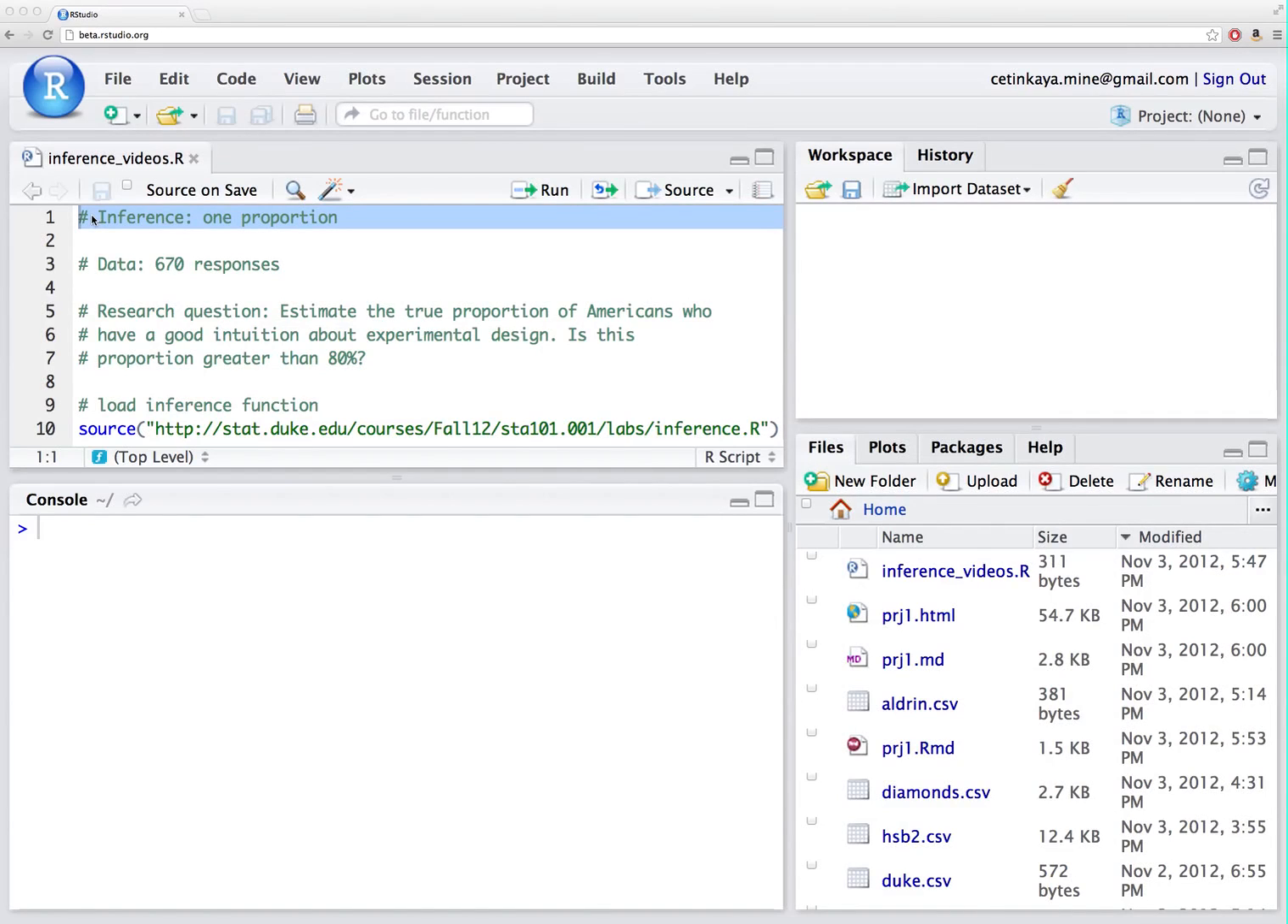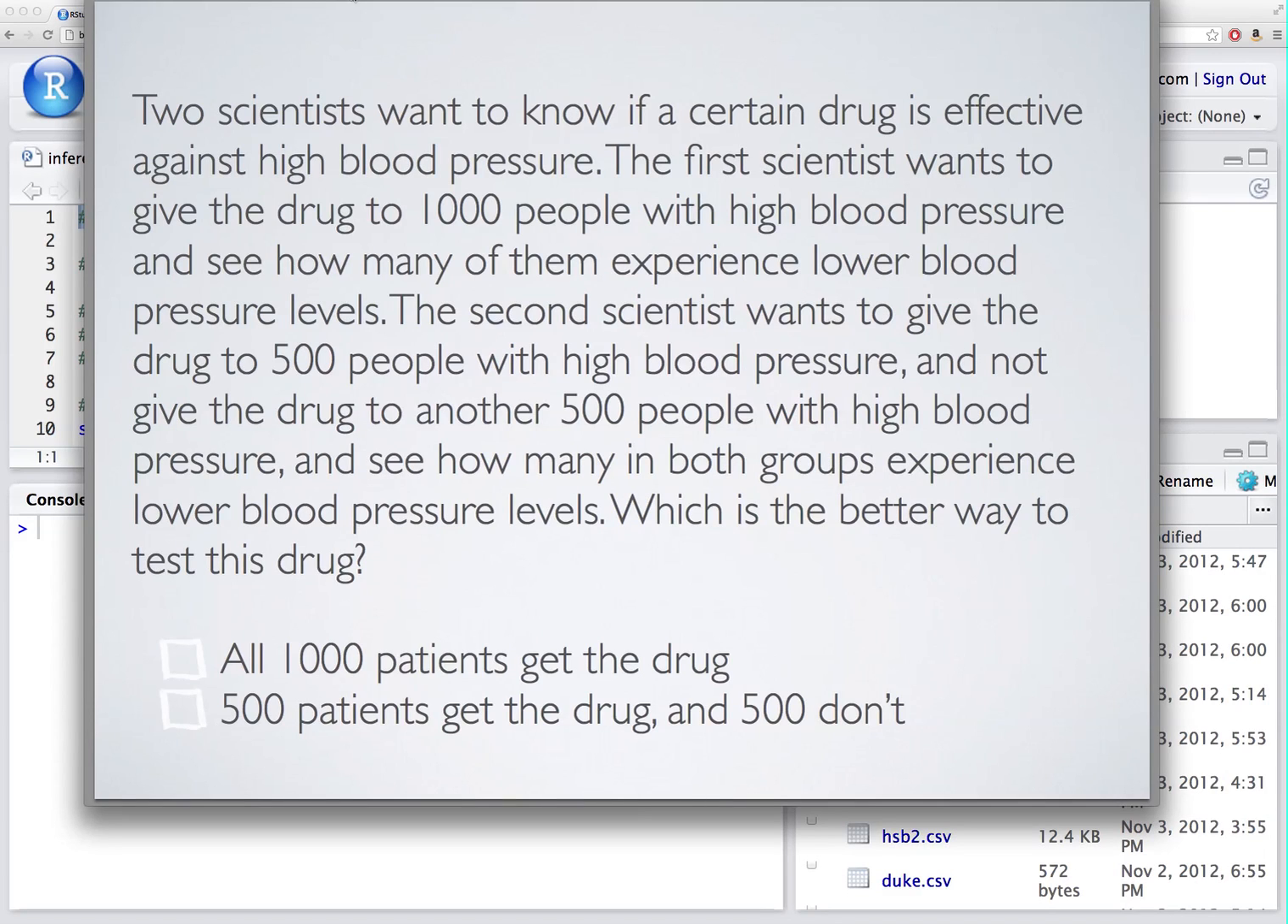In this video, we're going to demo doing inference for one proportion. The data come from the General Social Survey, which asks, two scientists want to know if a certain drug is effective against high blood pressure.